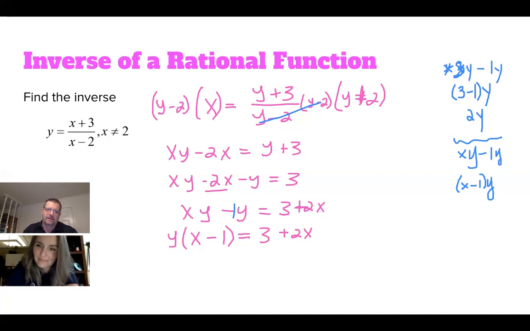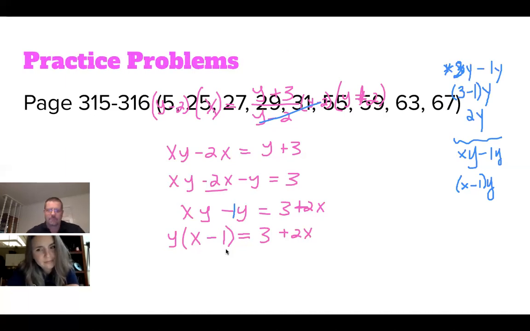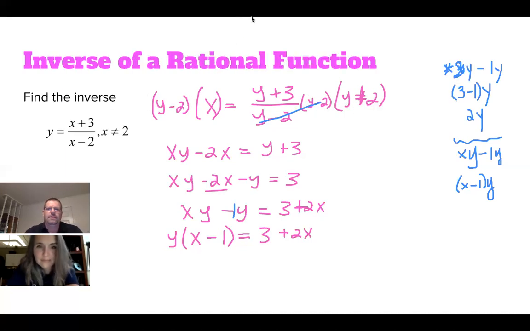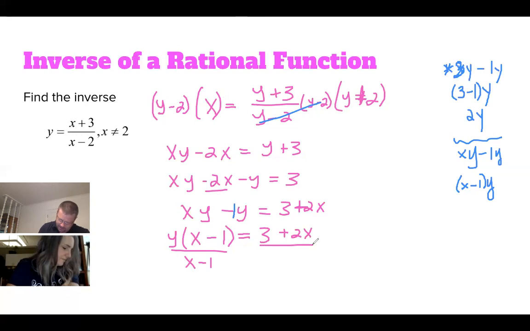Either way, I have the y almost by itself. I've got y times something, and if I got y times something and I just want y, I just got to divide by that something, right? So I'm going to divide by that something. So I would have x minus 1.